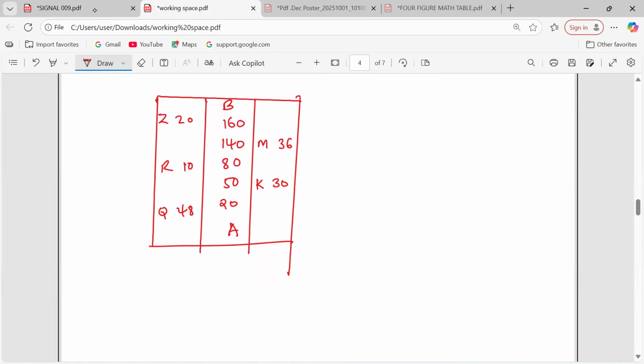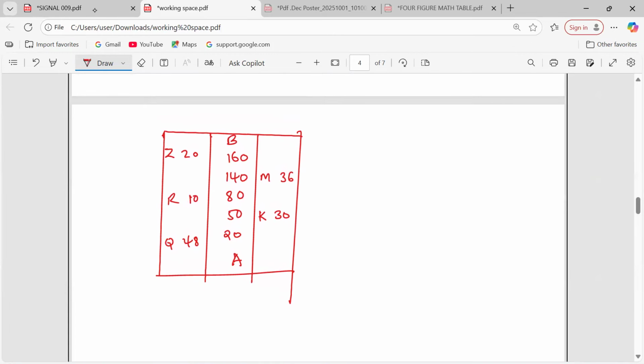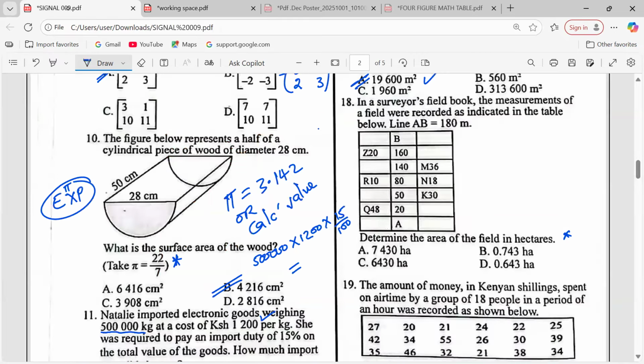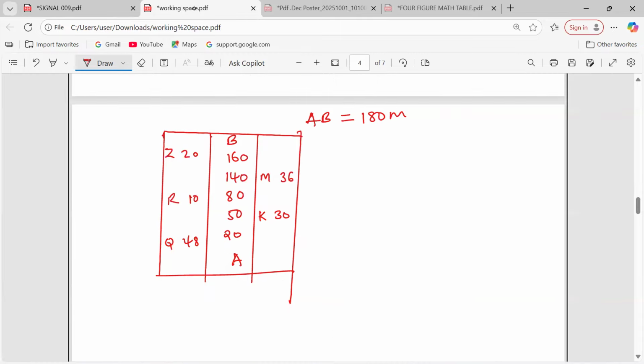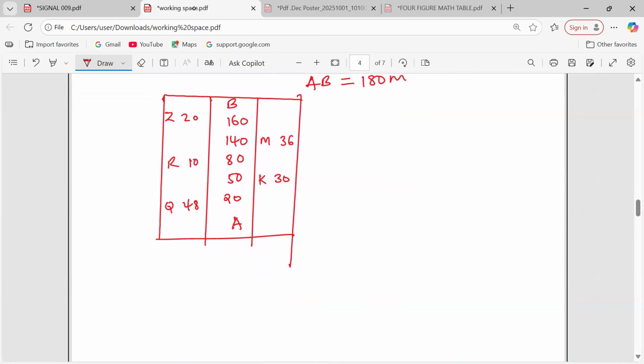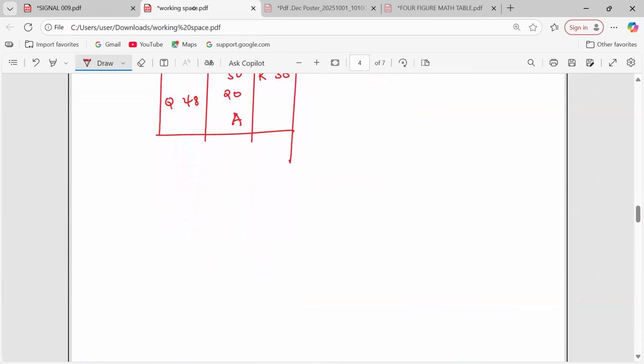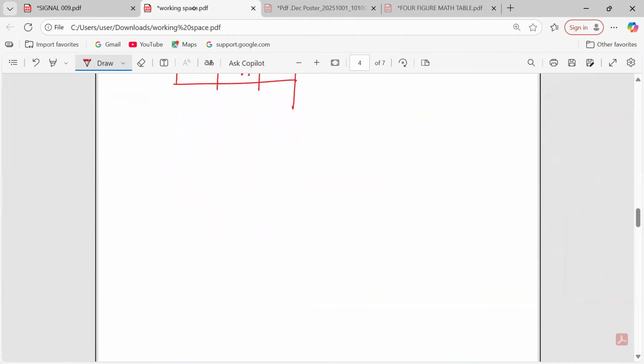We are supposed to analyze it slowly. First, we've been told that AB, we call it the baseline. The others are offsets. A to B is 180 meters. That true? Yes, 180 meters. Therefore, we are supposed to draw a line. It can be vertical or horizontal, depending on how you want your area to look. So let me choose the horizontal one. So I choose the baseline to be horizontal like this.